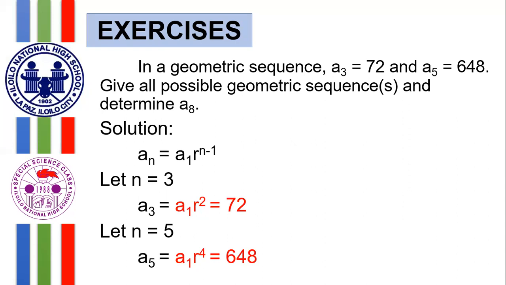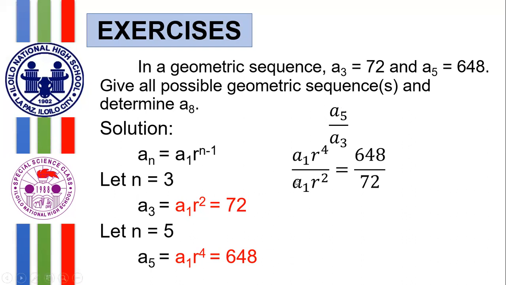And the subscript of a sub 5 is larger than that of a sub 3. So for my case, I will divide a sub 5 by a sub 3. So that's a sub 1 r to the 4th divided by a sub 1 r squared on the left-hand side. And that is equal to 648 over 72 on the right-hand side.